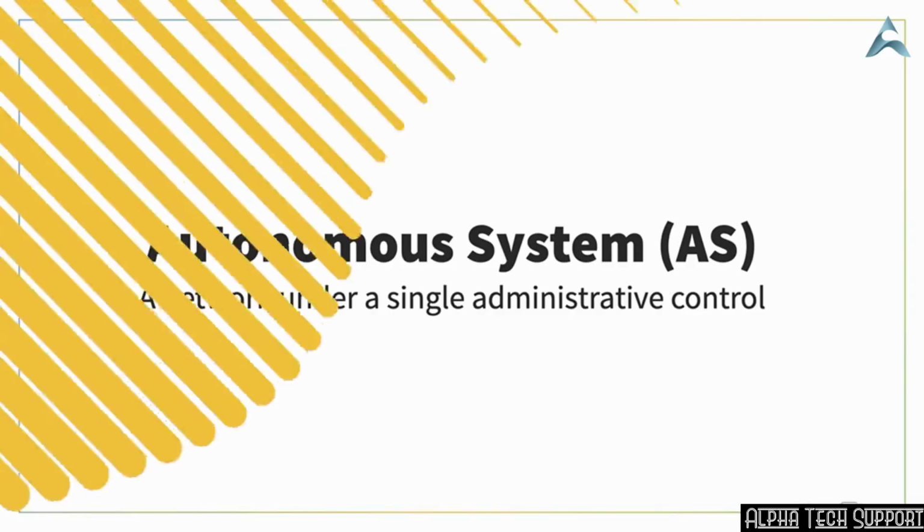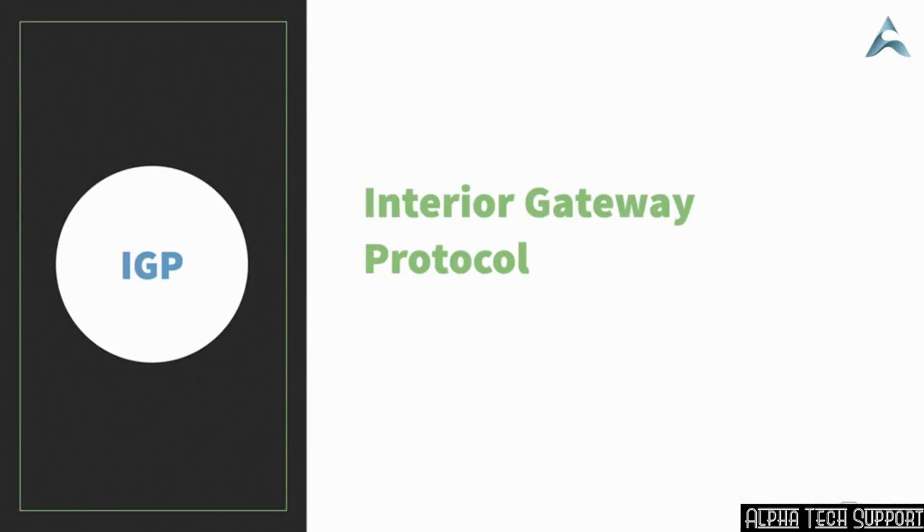Another term we need to understand is an IGP, an Interior Gateway Protocol. This is a protocol that is going to run within an autonomous system.